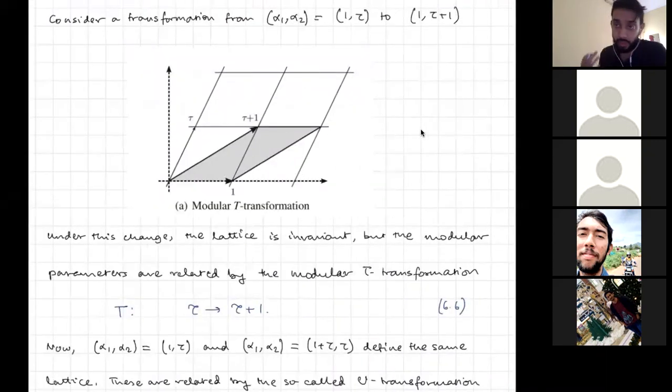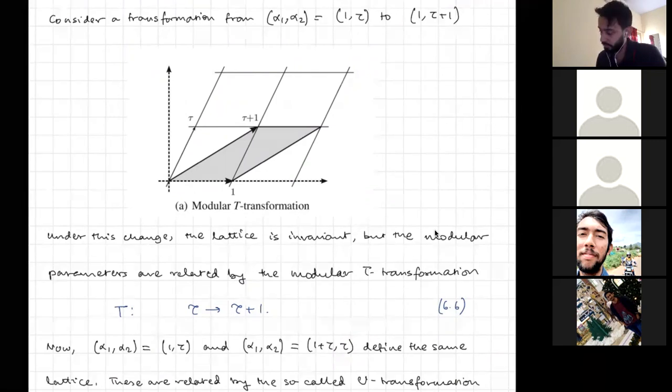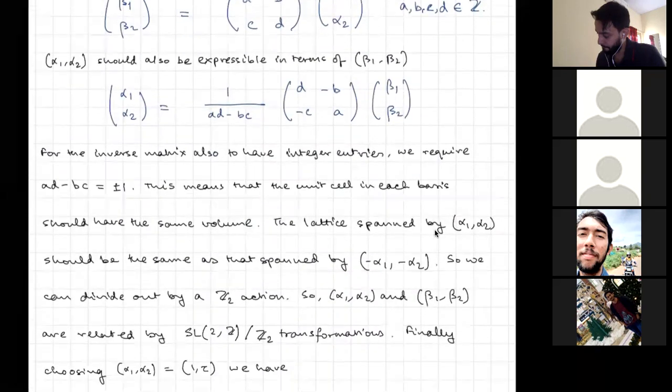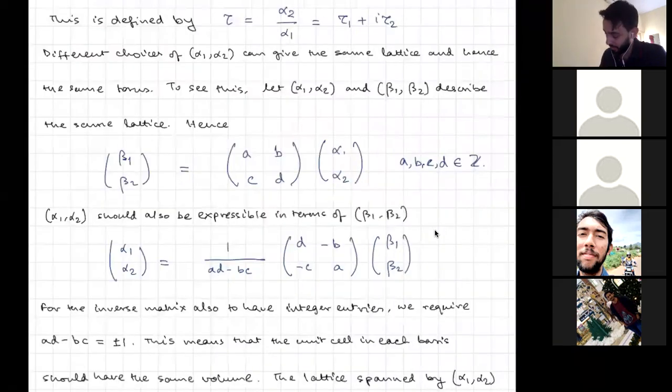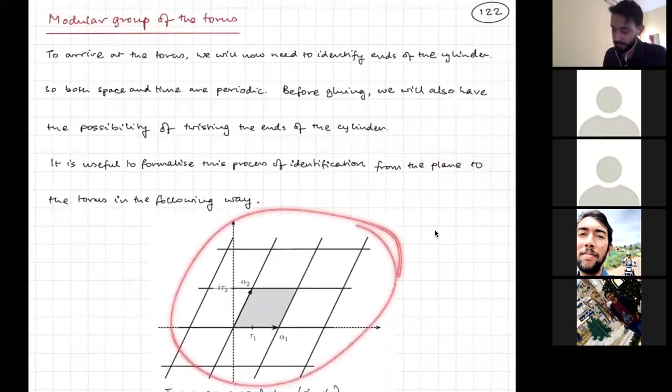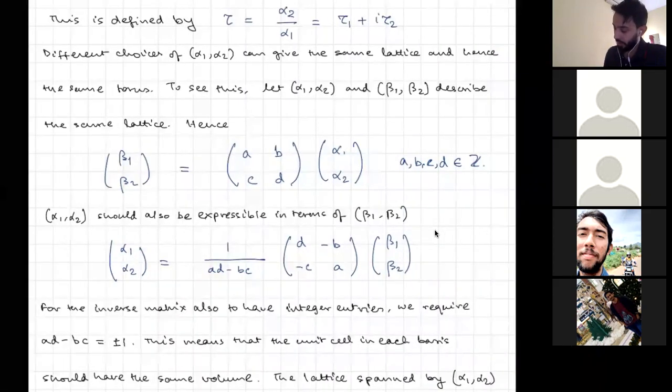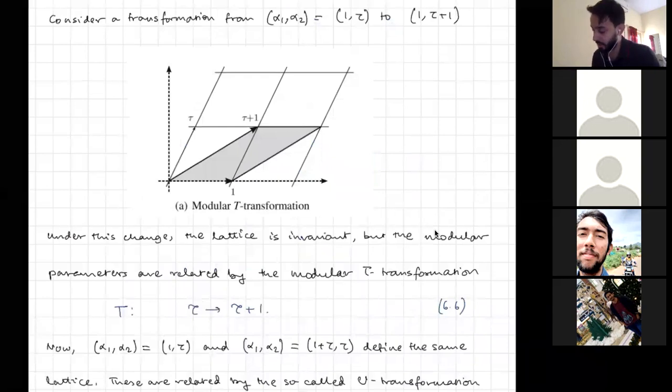Now let's look at some particular examples of these. Sir, this group is the group which keeps the lattice invariant, right? That's right, yes. It will act on the tau in some way, but it keeps this structure the same basically. So you want to keep the lattice structure the same.